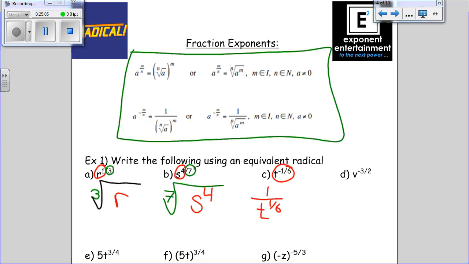Now, we want to convert that into a radical. So if you're looking just at the bottom, we need to convert that part into radical form. So it's going to become 1 divided by, what root am I going to use? Six. I should know the 6 here, Olivia. Six. Because it's the bottom, exactly. So we're going to have a sixth root of t. That would be your final answer. Those negative fraction exponents are probably the hardest things you guys run into.